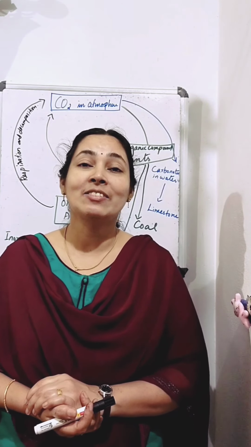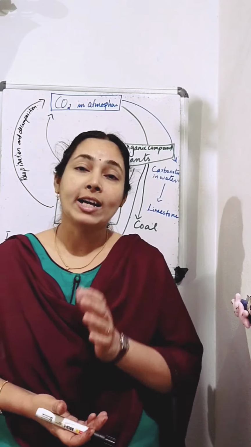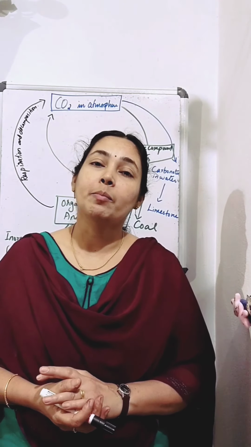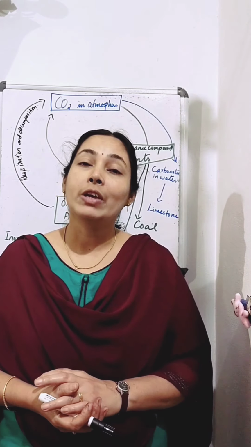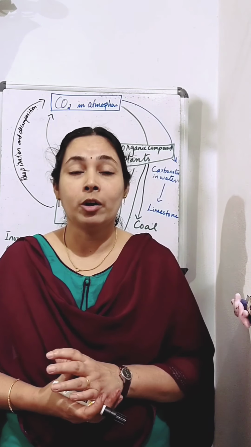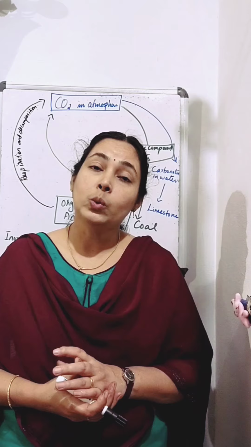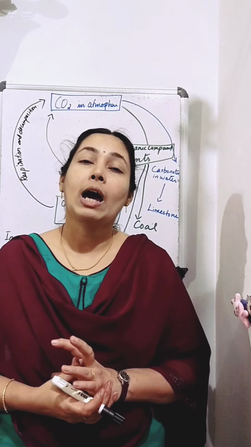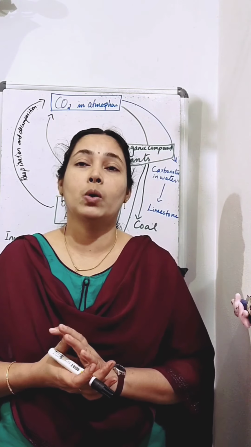So in the last class we were discussing the water cycle and nitrogen cycle. Today we will discuss the carbon cycle. We know that there is only a small amount of carbon on earth and it is usually present in the form of carbon dioxide. And carbon is found in various forms on the earth.